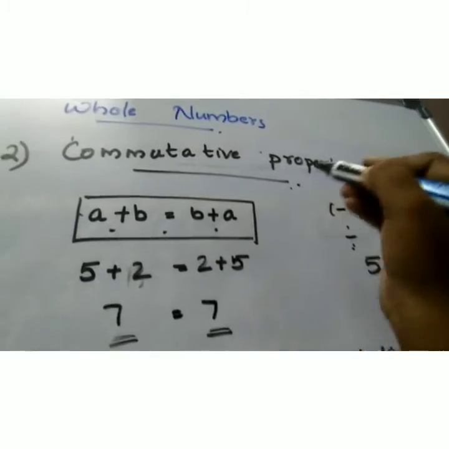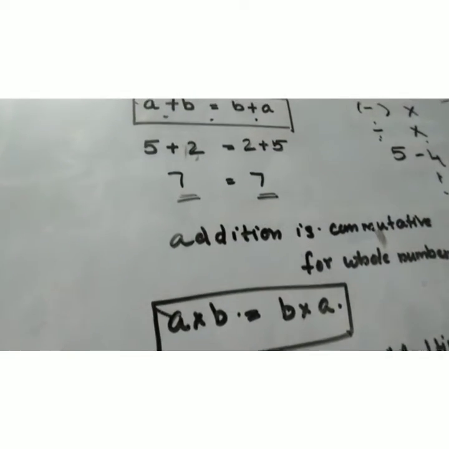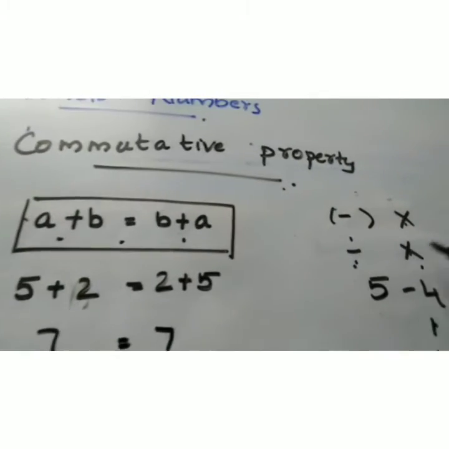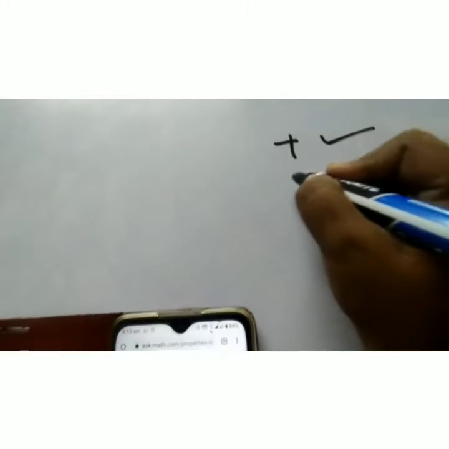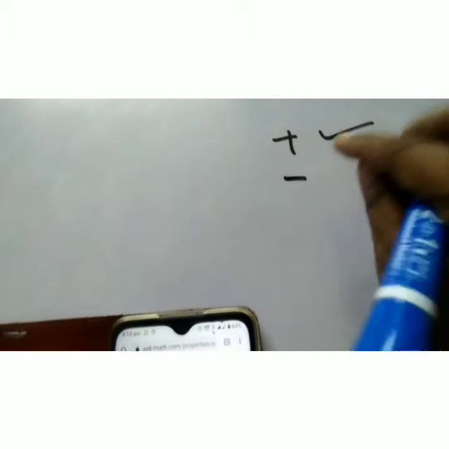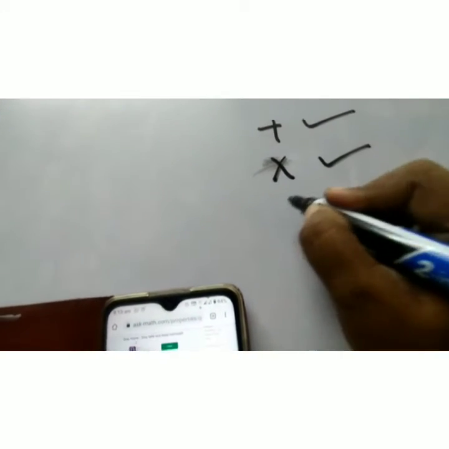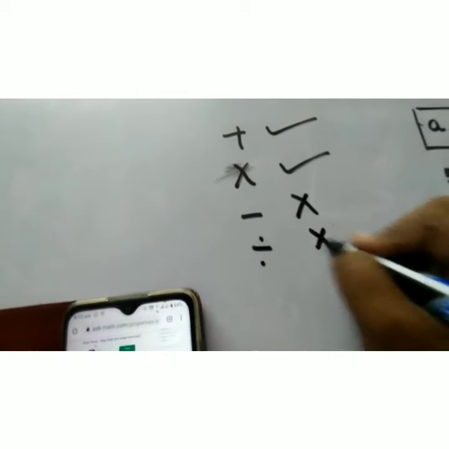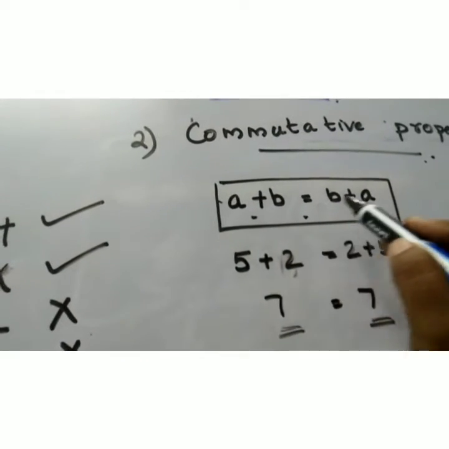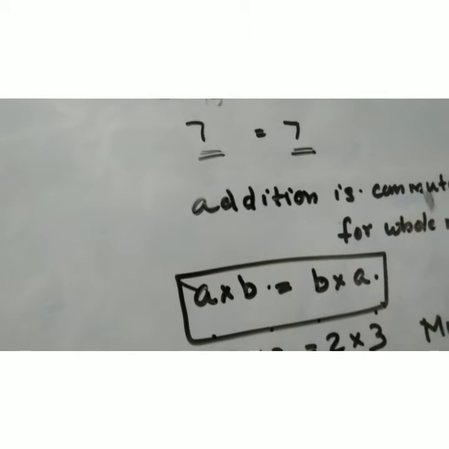Addition and multiplication are commutative. Subtraction and division are not commutative. Okay, do all understand? Addition is commutative for whole numbers and multiplication is commutative for whole numbers. Then subtraction and division are not commutative. Okay, commutative means A plus B is equal to B plus A and A into B is equal to B into A.